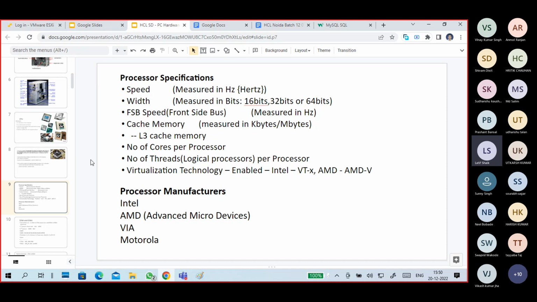Nowadays, most processors are 64-bit, and these 64-bit processors support virtualization technology. What is the use of virtualization technology? You can create multiple virtual machines on a single physical machine, one physical server.